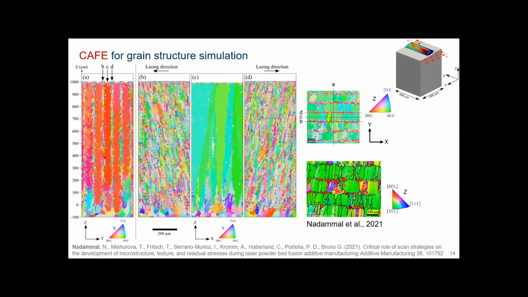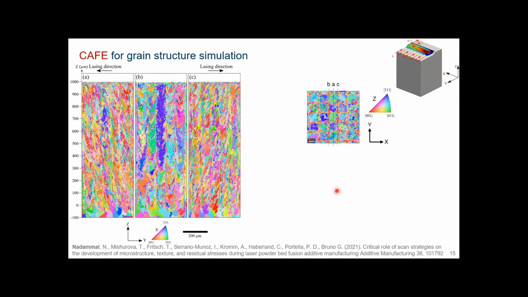Of course, you can do the same simulation using the plus X minus X scanning direction and plus Y minus Y. So you get these different distributions of grains and texture. This is, of course, in a Z cut, so perpendicular to the building direction. And this is the overcut.